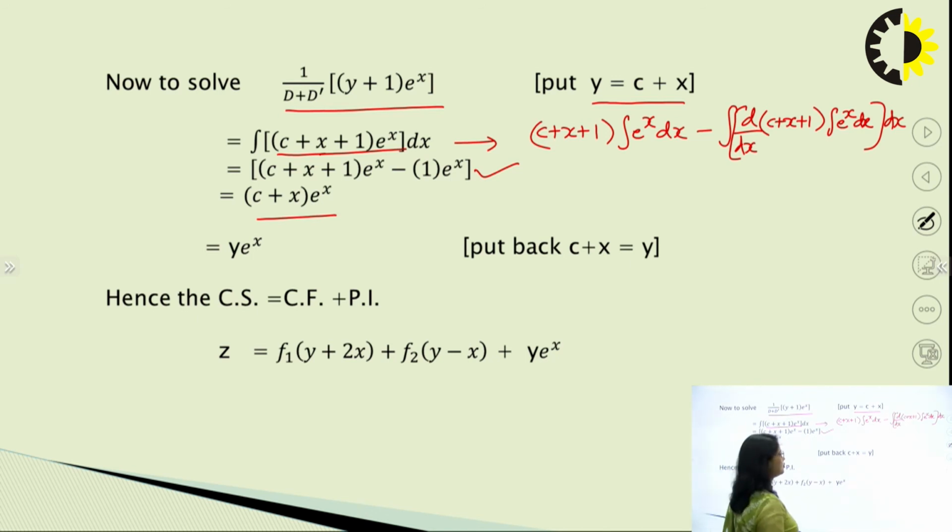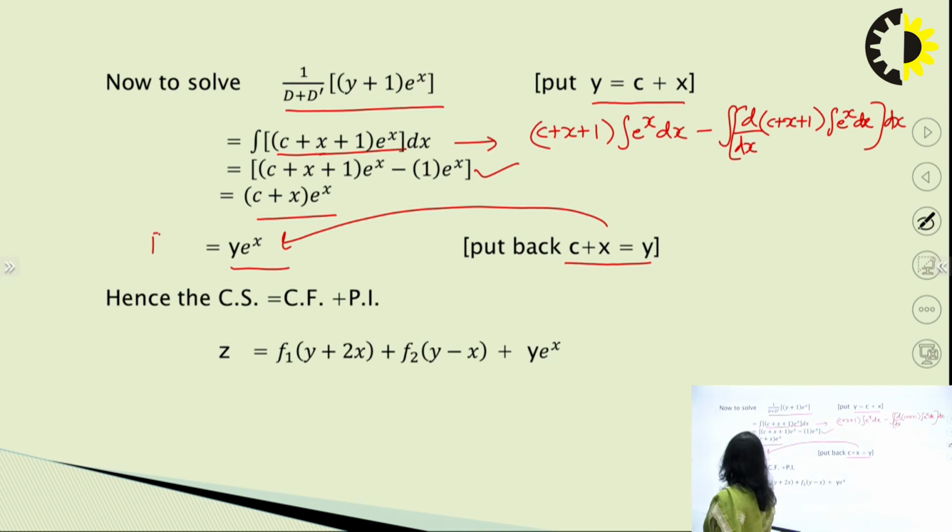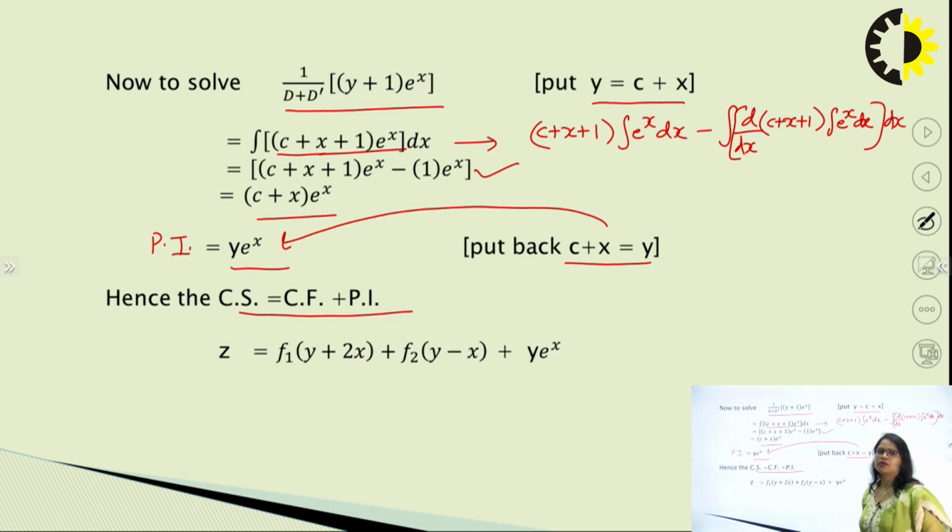Again we will resubstitute back c + x equal to y. So on substituting c + x over here, I get y e^x as my answer. That is my PI. This is my PI. And therefore the complete solution will be given by complementary function plus particular integral, and that will be considered as z equal to f(y + 2x) plus f(y - x) plus y e^x.